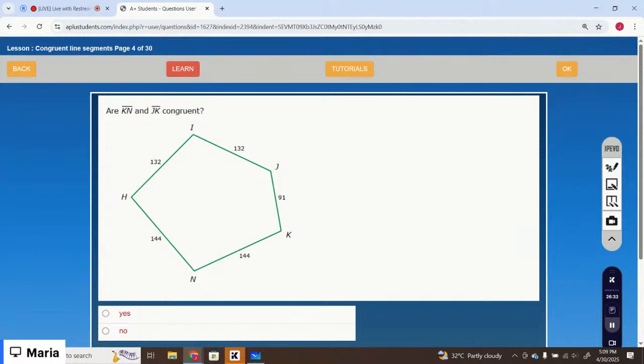Are KN and JK congruent? KN and JK. No, they are not congruent. Option number two is the correct option.